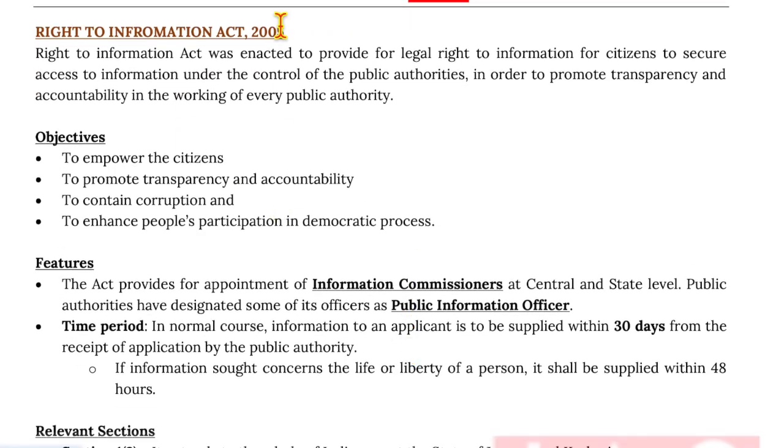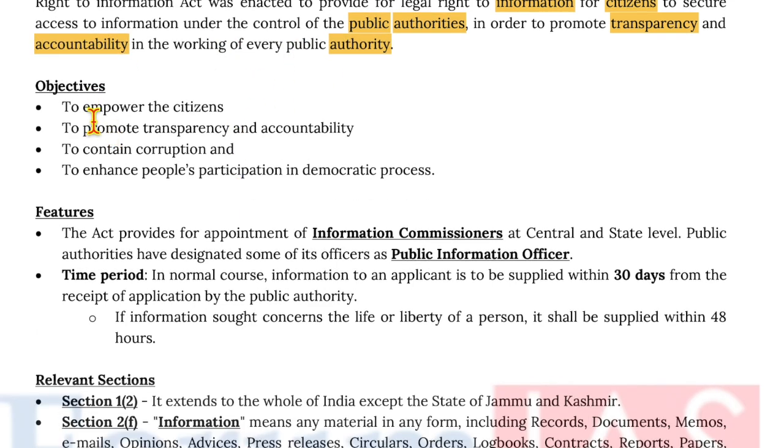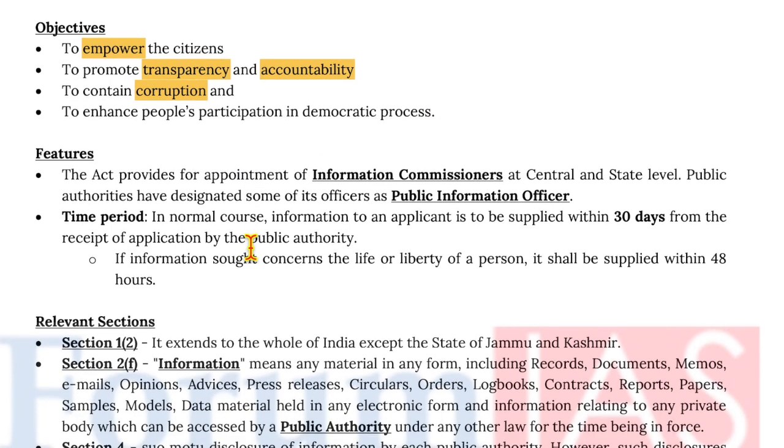Now, the Right to Information Act of 2005. The Right to Information Act was enacted to provide legal rights to information for citizens to secure access to information under the control of public authorities in order to promote transparency and accountability in the working of every public authority. Now, its objective is to empower the citizens to promote transparency and accountability, to contain corruption, and to enhance people's participation in democratic processes. Now, the features are that the Act provides for appointment of Information Commissioner at central and state level. Public authorities have designated some of its officers as Public Information Officer.